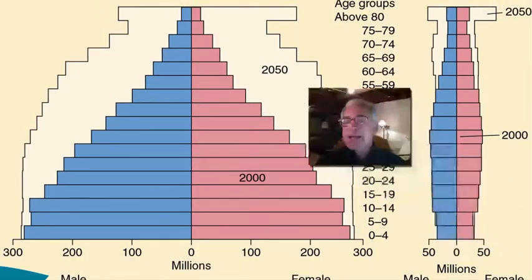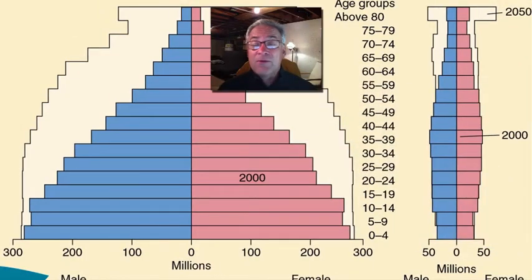Then on the right-hand side, here's an example of Japan. Very little growth from 2000 to 2050. As far as jobs and economic growth, that's going to be taking a toll that Japan and other countries like Japan are going to have to deal with.